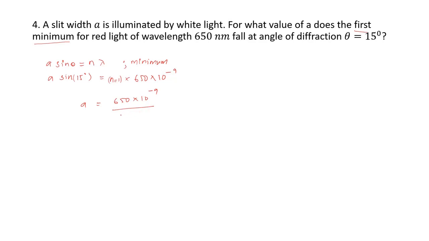Sine 15 degrees is 0.2588. So when you solve this, A will be equal to 2.51 into 10 to the power negative 6 meter, or you can write it as 2.51 micrometer. So when the slit width is 2.51 micrometer, then the red light of wavelength 650 nanometer, falling at a diffraction angle of 15 degrees, gives the first minimum.